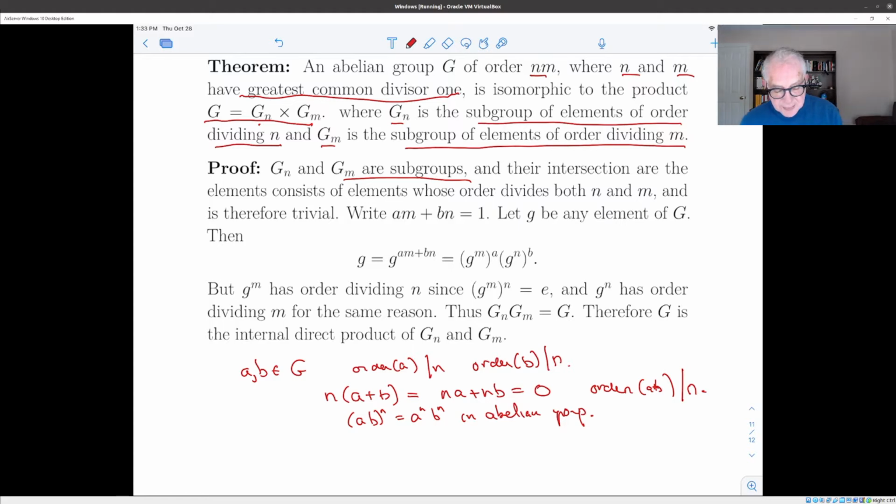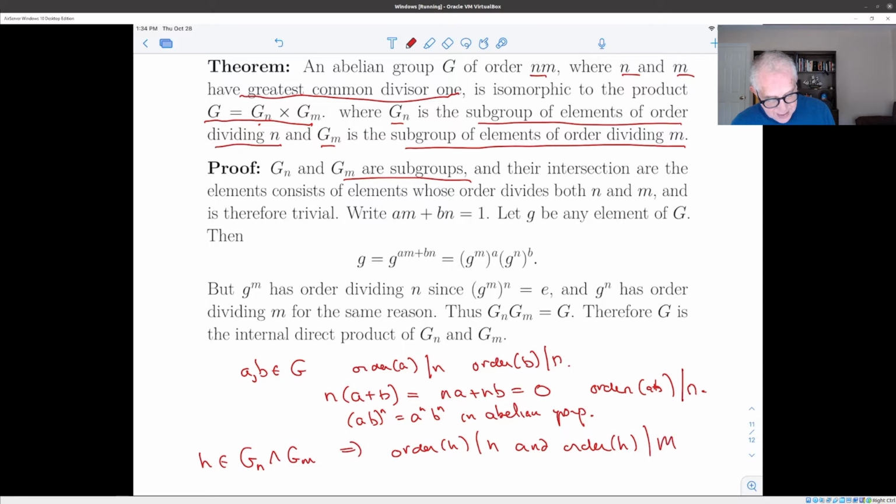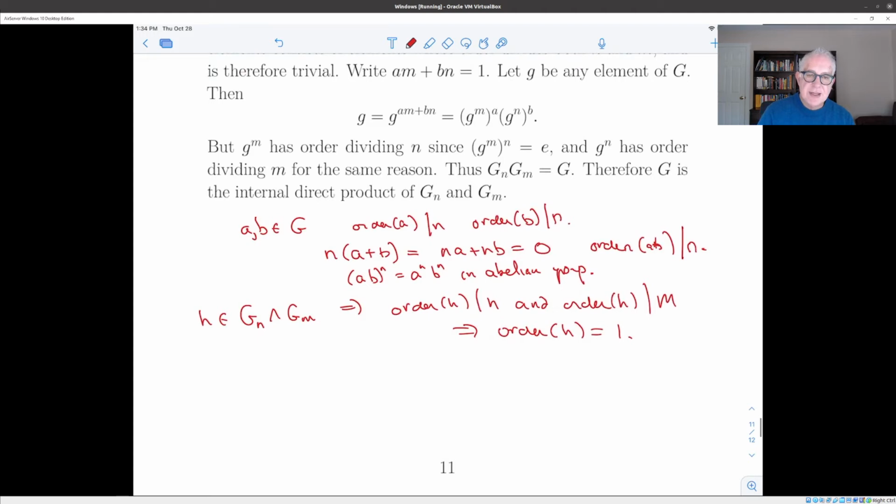Anyway, so we have these two subgroups, and if you have something which is in both, that would mean that the order of h divides n, and the order of h divides m, which means that the order of h has to be 1. So we have these two subgroups. Their intersection is 1. To prove that we have an internal direct product, we have to show that they together generate the whole group. And this is Euclid's algorithm again. We can write am plus bn equals 1.